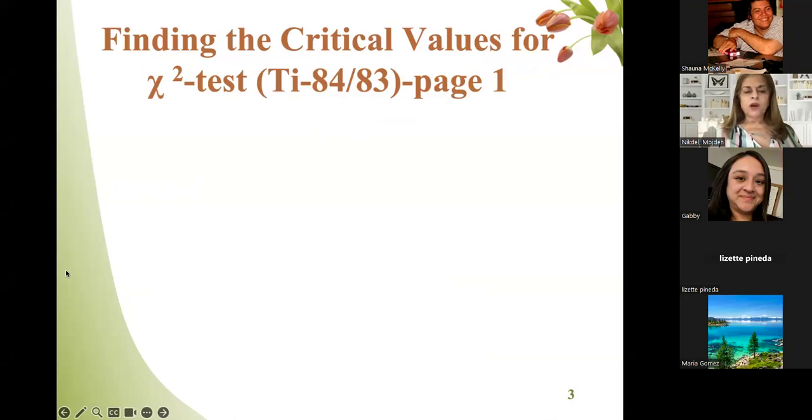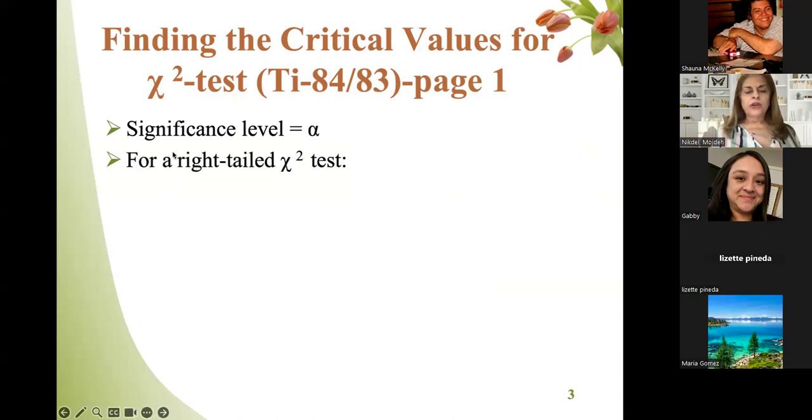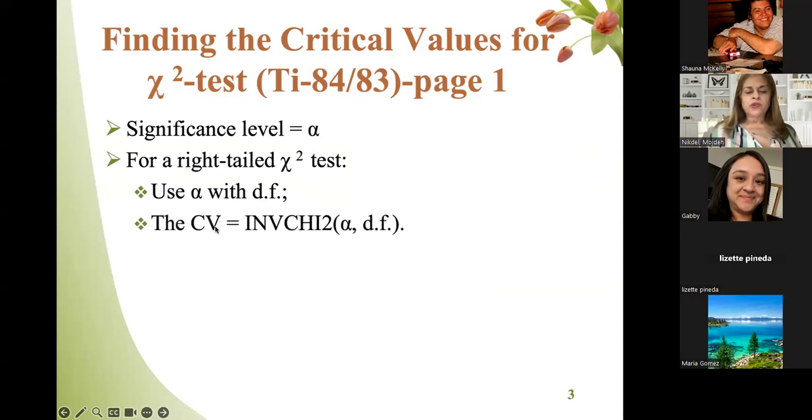Now, how do we find our critical value for chi-square test using our calculator? We need significance level alpha. In this chapter and next chapter and chapter 12, we always give you level of significance alpha. For a right-tailed chi-square test, we use alpha with degree of freedom. Then critical value is inverse chi-square of alpha and degree of freedom. Inverse chi-square is a program that I gave you in class.